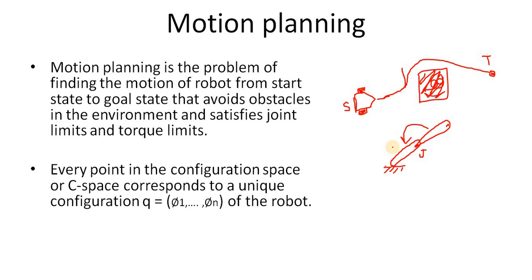Every point in the configuration space, or C space, corresponds to a unique configuration Q = (phi 1 to phi n) of the robot. So when we talk about configuration space, we mean a space, and we call it configuration space or C space. The idea is that every point here in the configuration space, let's say this is point P1, corresponds to a unique configuration Q, where phi 1 to phi n are the angles of the robot.